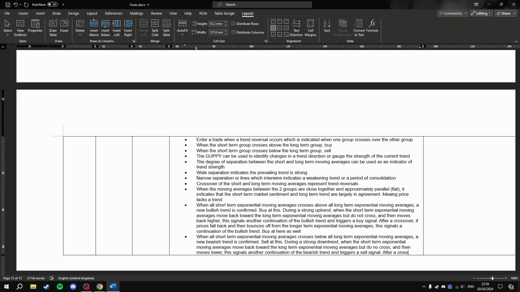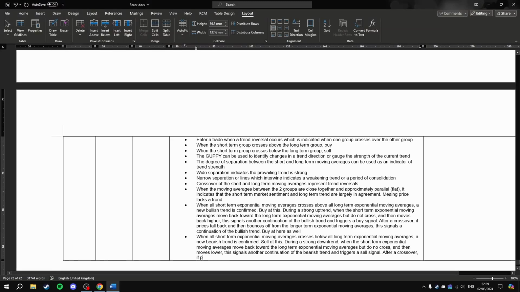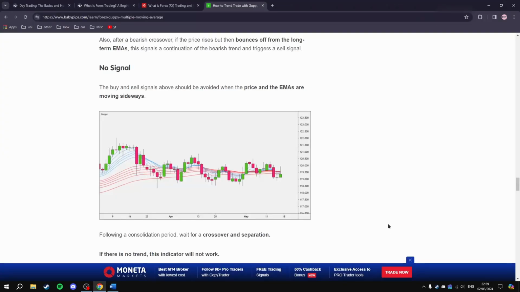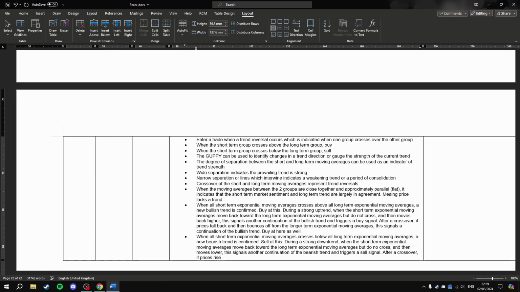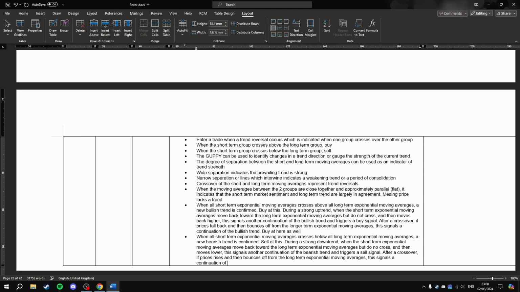After a crossover, if prices rises and then bounces off from the long-term exponential moving averages, this signals a continuation of the bearish trend. Sell at here as well.